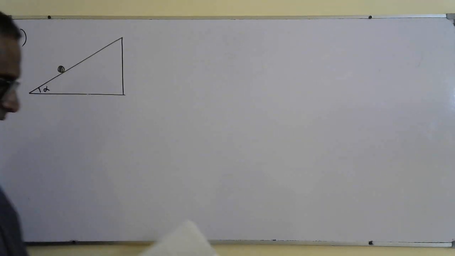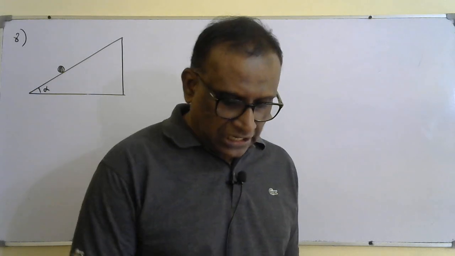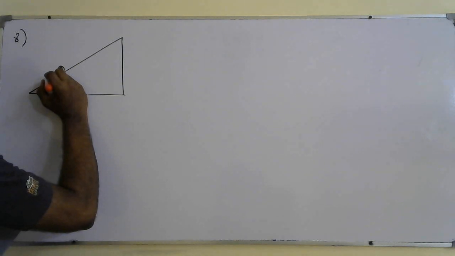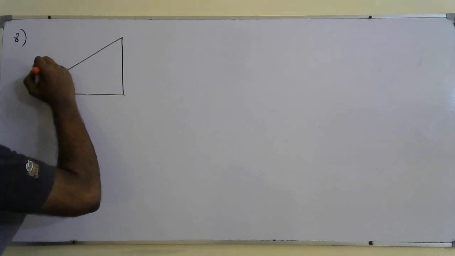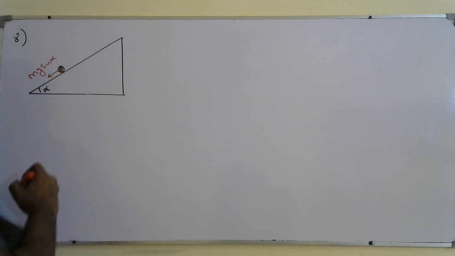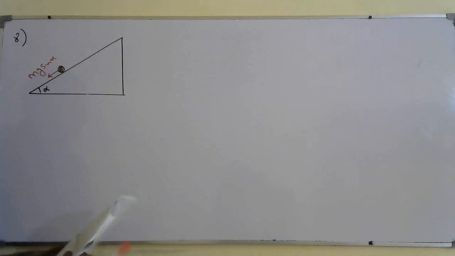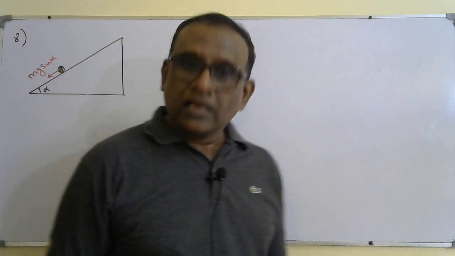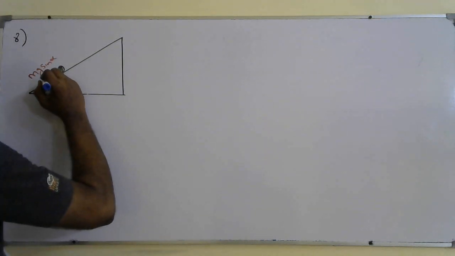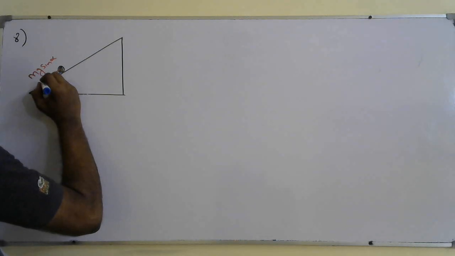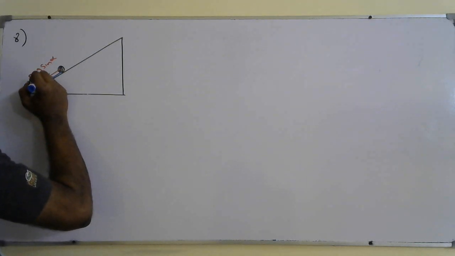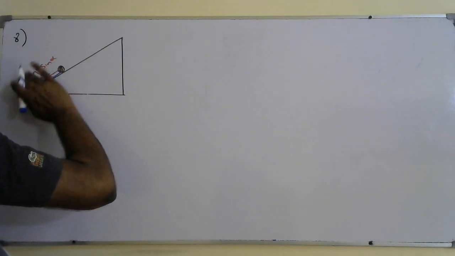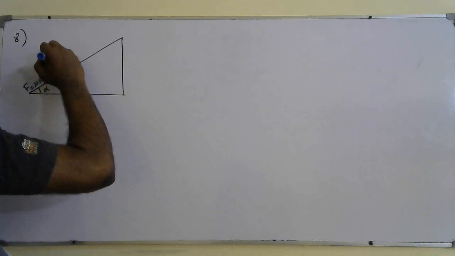So in this question, the weight is acting along the plane down, that is mg sin alpha, the component of the weight along the plane down. The sphere is about to slip upward, which means the friction will be opposite to the motion. So F equals mu R in this direction, and the normal reaction will be this direction, R.